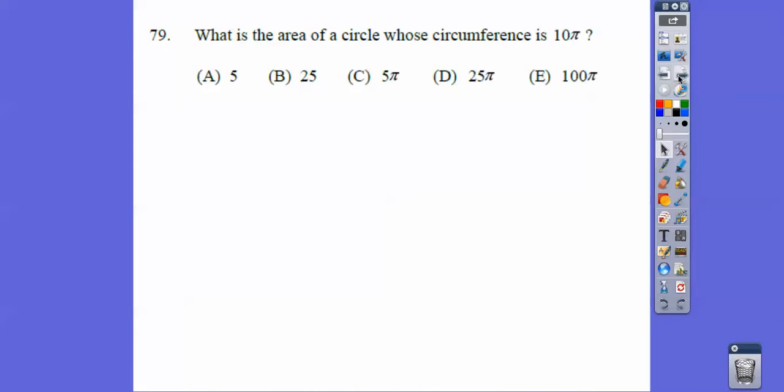All right, what's the area of the circle whose circumference is 10 pi? Circumference is 2 pi r, so we divide both sides by 2 pi, and r is 5. The area is pi r squared, so we get 25 pi, choice D, okay?